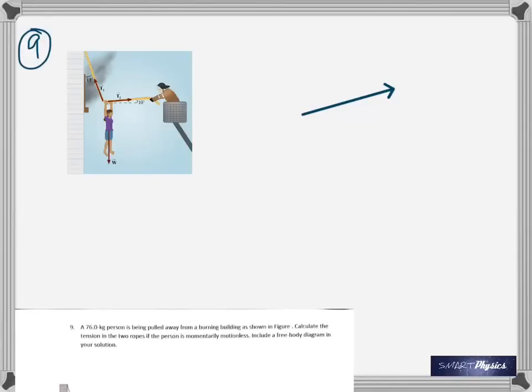Okay, who's going to read this question for me, please? A 76-kilogram person is being pulled away from a burning building as shown in the figure. Calculate the tension in the two ropes if the person is momentarily motionless. Include a free body diagram in your solution. Thank you. All right, I'm drawing the diagram again.